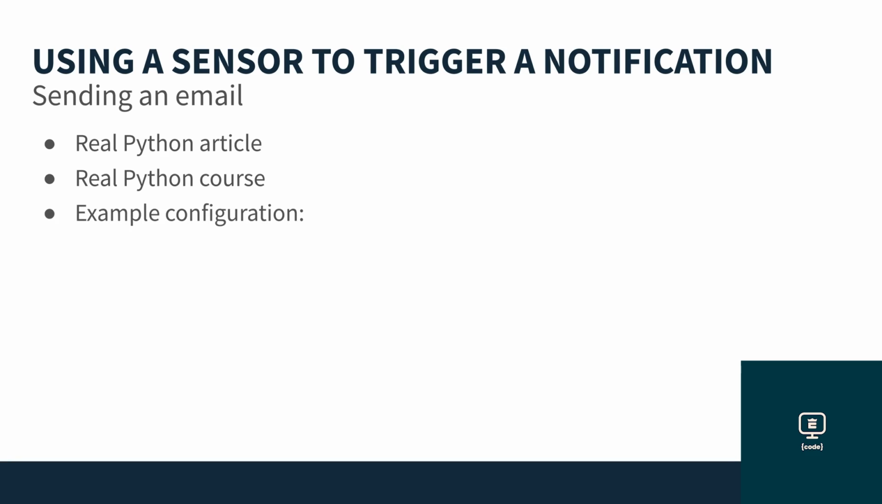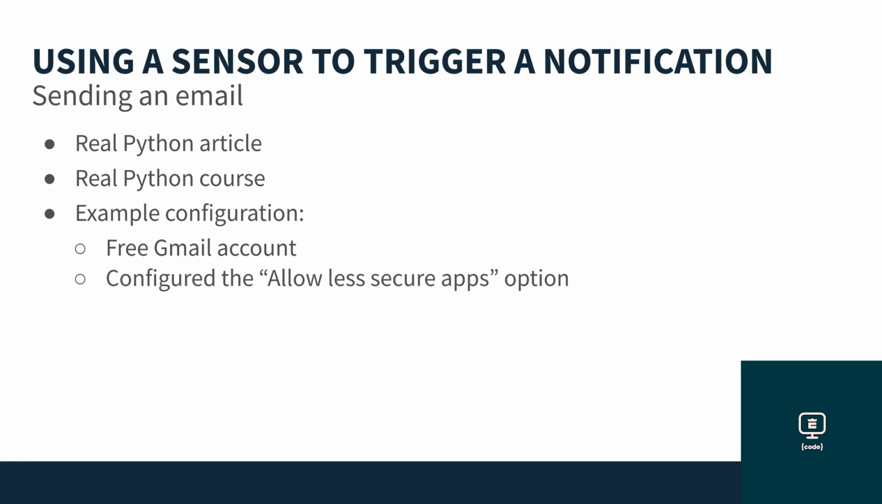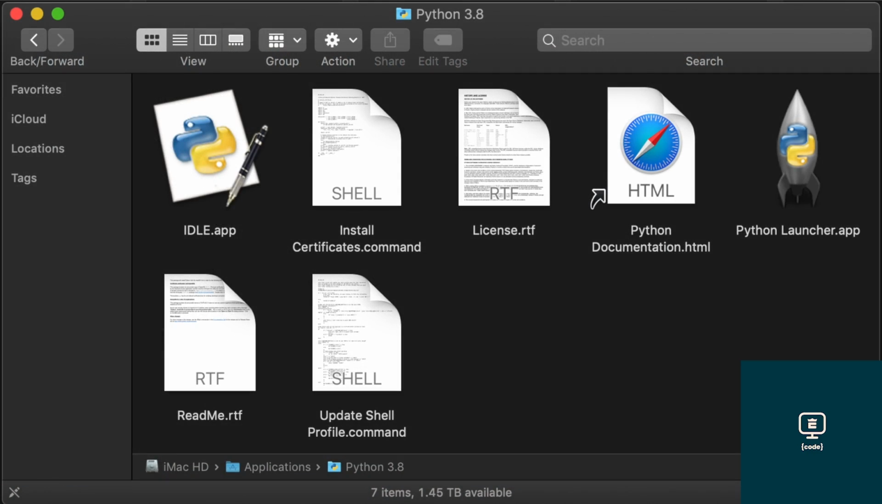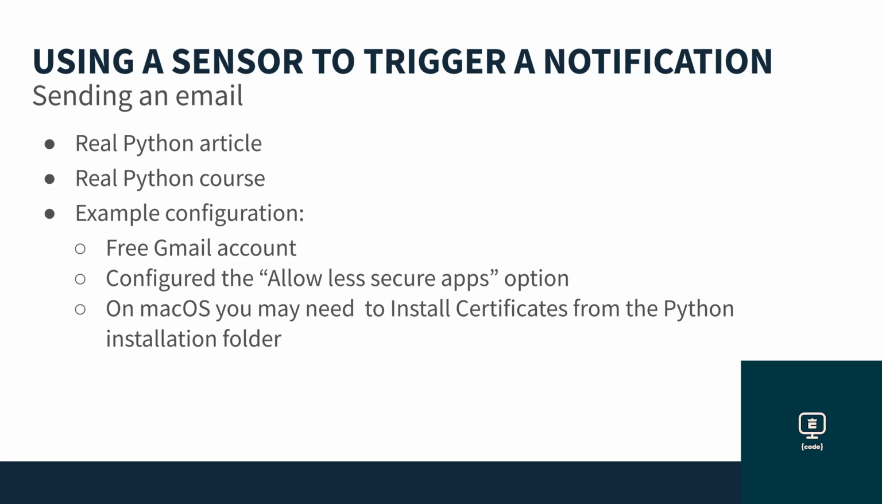For the example configuration that I'm going to show you in this one, I'm going to use a free Gmail account that I've already set up. And I've already configured the allow less secure apps option. I'm going to include links to all of this information below this lesson. Another issue that I had, since I've recently reconfigured my computer and installed Python from scratch on a Mac, is that it does not install the certificates that are used for sending and receiving email through Python. That's a separate step: you have to install certificates from the location where Python is installed. There's a script inside there you have to run. All right, let me have you try it out.